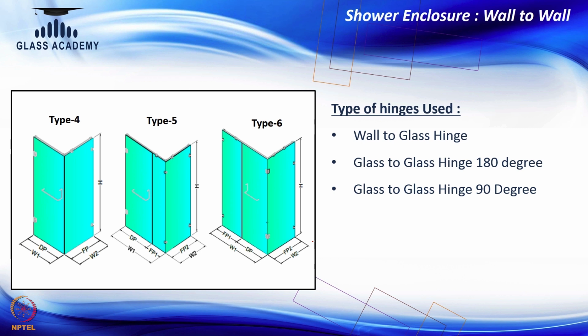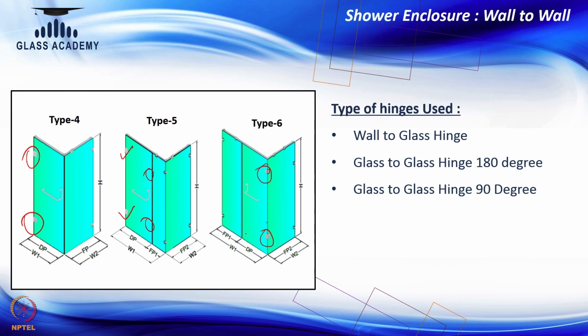First is wall to glass hinge which is here in type 4. The second is glass to glass 180 hinges if you are using door here. If using here, it means it is wall to glass only. Then third is glass to glass 90 degree hinges which is here. You can see the glass is in rectangle position. So, that is the basic difference between hinges.